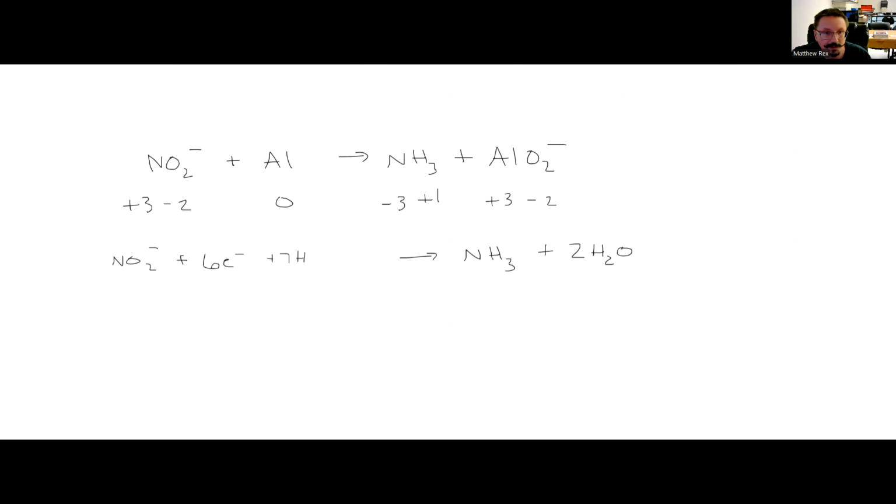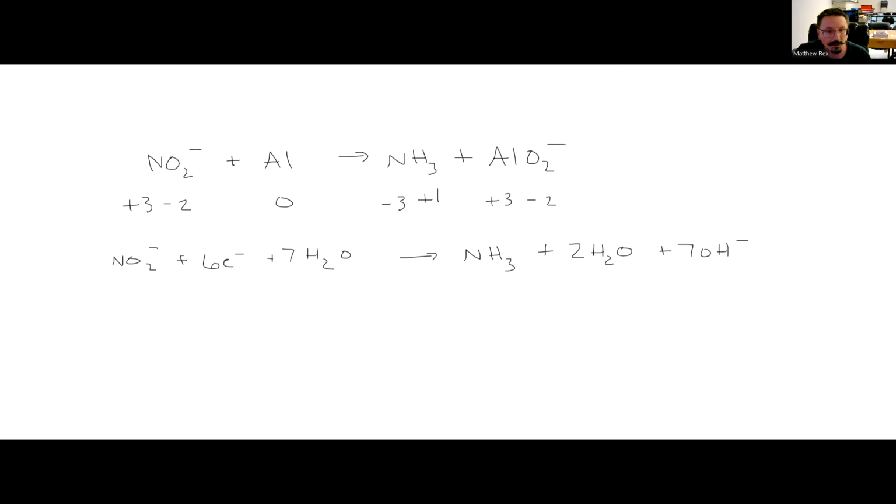And because it's in basic solution, I'm going to add 7 hydroxides to neutralize that. Since I can't create matter, if I added 7 OHs to the left, I'm going to add 7 to the right. I can take these 7 H pluses and OH minuses and turn those into 7 waters. So that should balance 14. 1, 2, 3, it's 14 there. Yep, that looks good. So that one's done at the moment. And then we'll go to the aluminum.